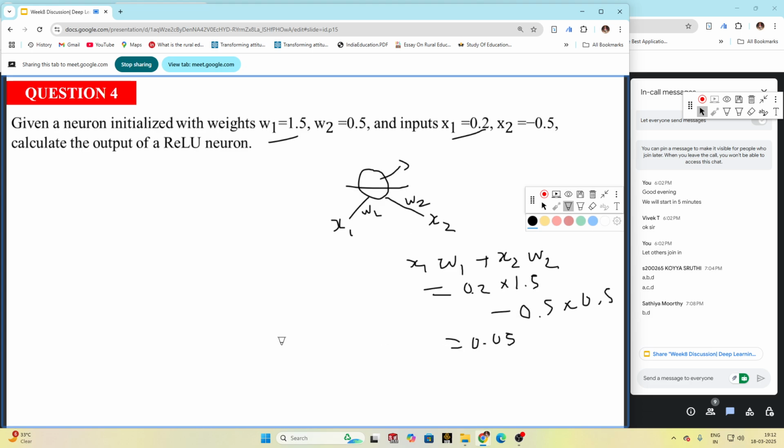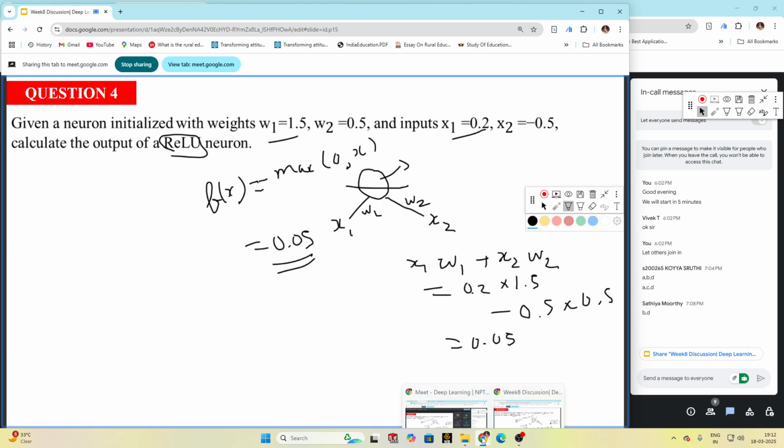Then we have to apply our activation function. What is our activation function? The activation function is ReLU. ReLU will be f(x) equals the maximum of 0 comma x. So what is our x? x is 0.05. So taking the maximum of 0 and 0.05, our answer will be 0.05. Right, so 0.05 will be our answer.